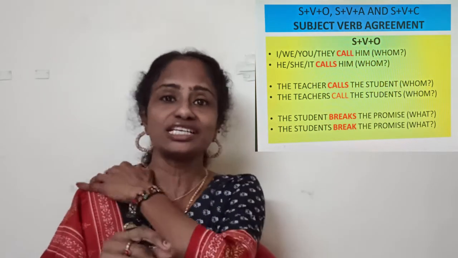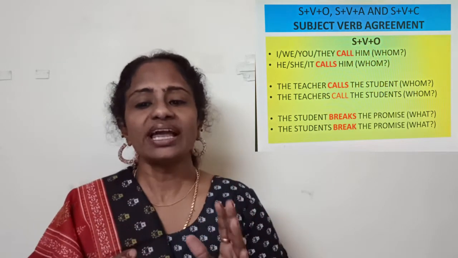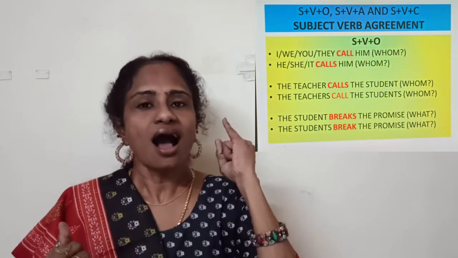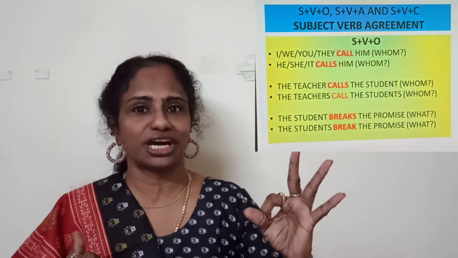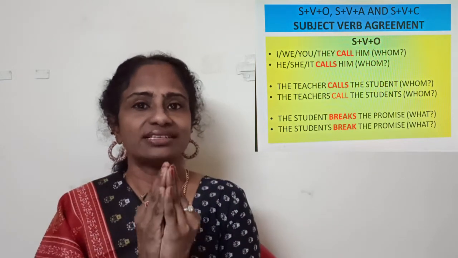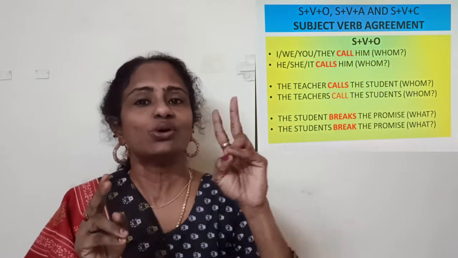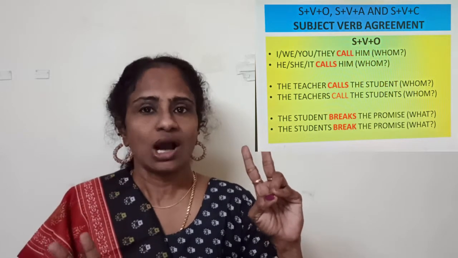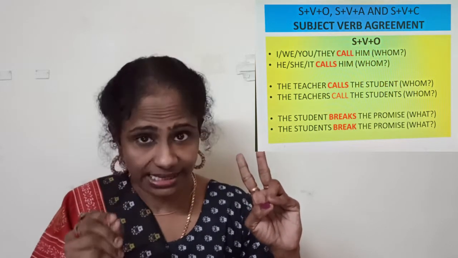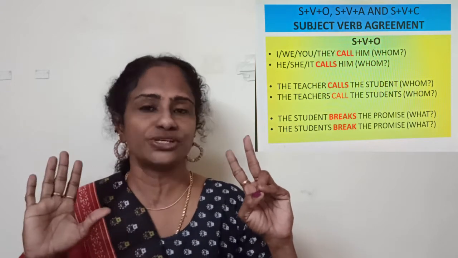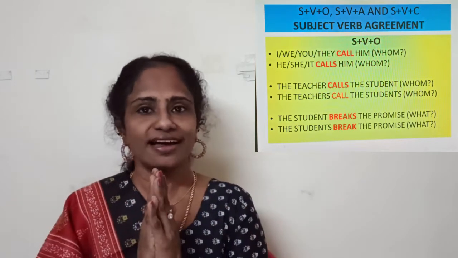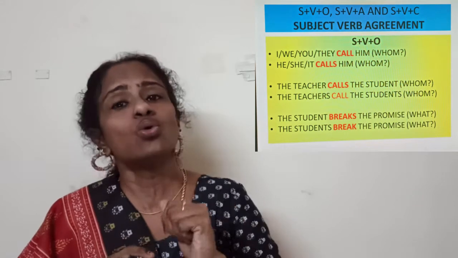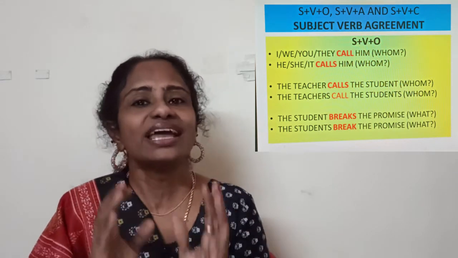The first thing is a pronoun. Okay, I, we, you, they. How you have to read it is I call him. Okay, subject plus verb plus object. And to find out whether a sentence has an object in it, you have to ask two questions. The first question is what, the other question is whom. If you get an answer to what or whom, then there is an object in that sentence. Otherwise, there is no object in that sentence. For example, I am asking a question. I call whom? I call him. So him is the object.